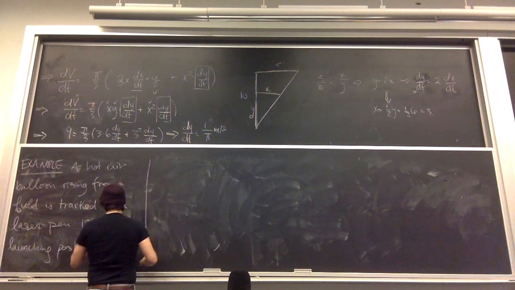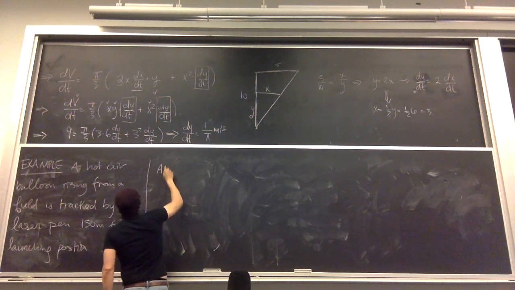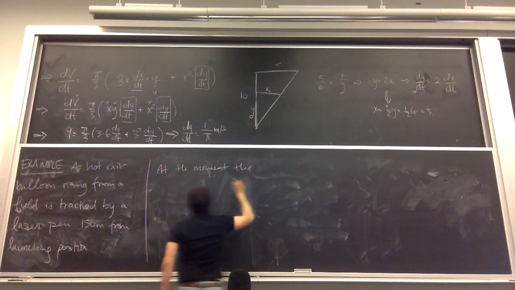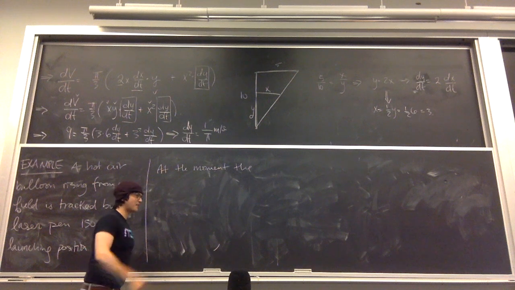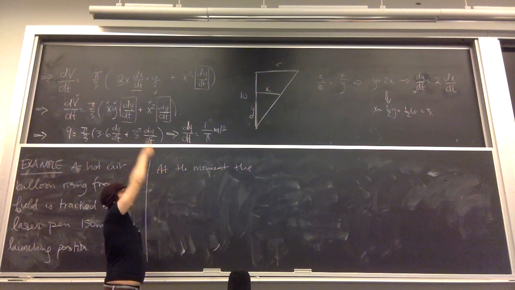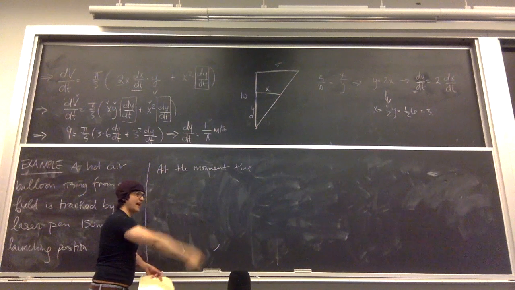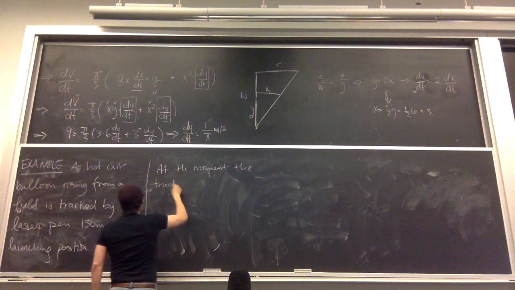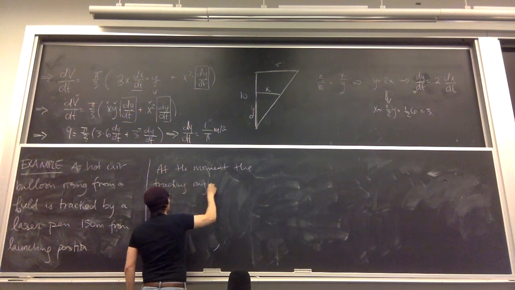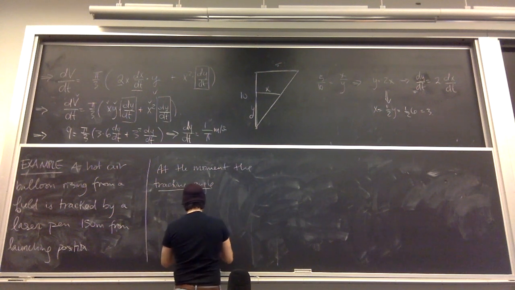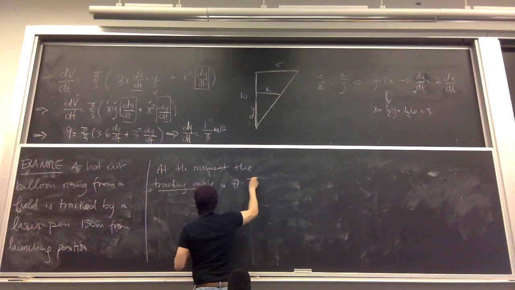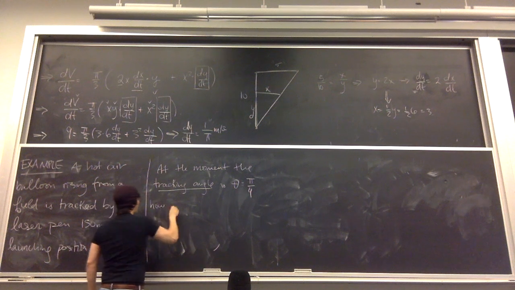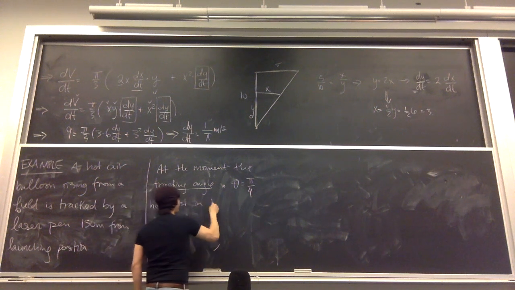At the moment, the tracking angle. So you know what I mean by that? You got someone standing with a laser pen tracking the air balloon as it goes upwards, and that's the tracking angle, okay? At the moment, the tracking angle is pi quarter. How fast is the air balloon rising?